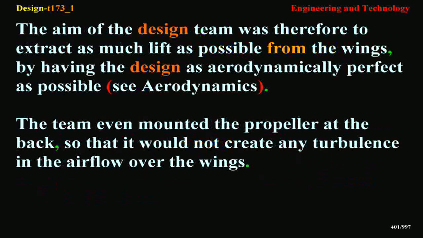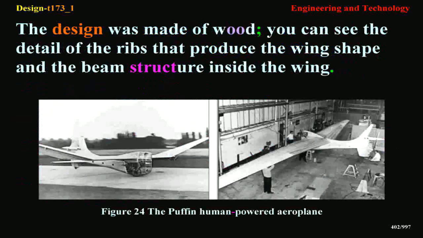The team even mounted the propeller at the back, so that it would not create any turbulence in the airflow over the wings. The design was made of wood. You can see the detail of the ribs that produce the wing shape and the beam structure inside the wing. Figure 24. The Puffin human-powered airplane.